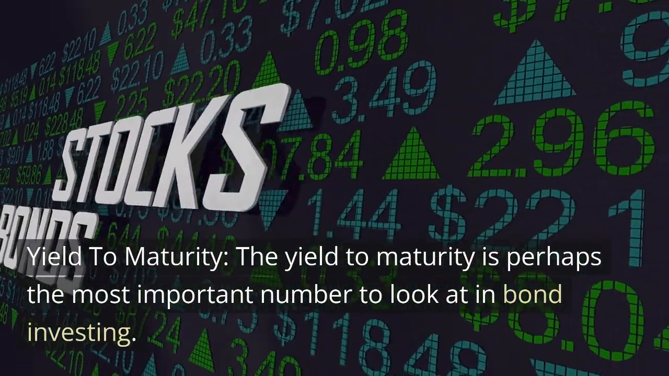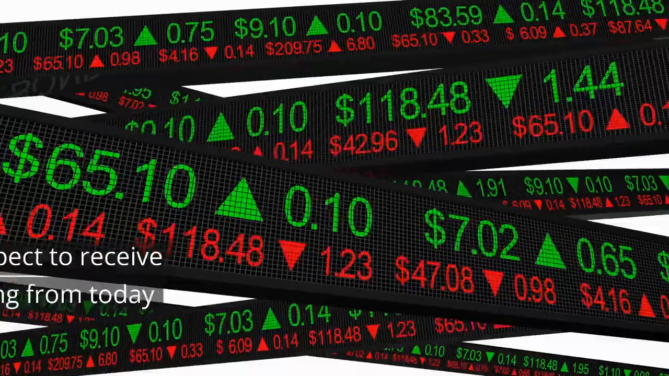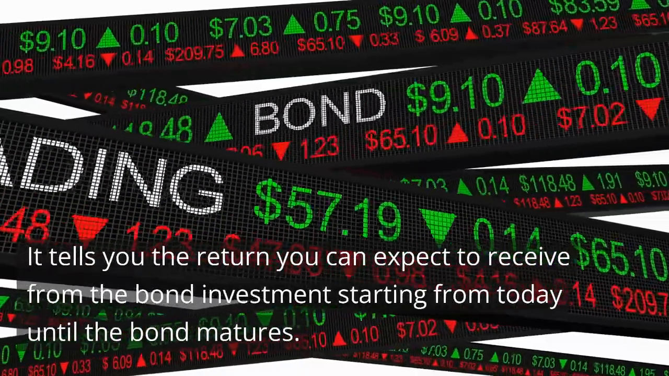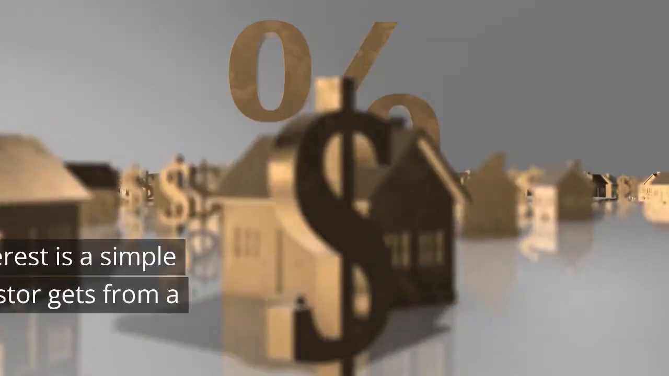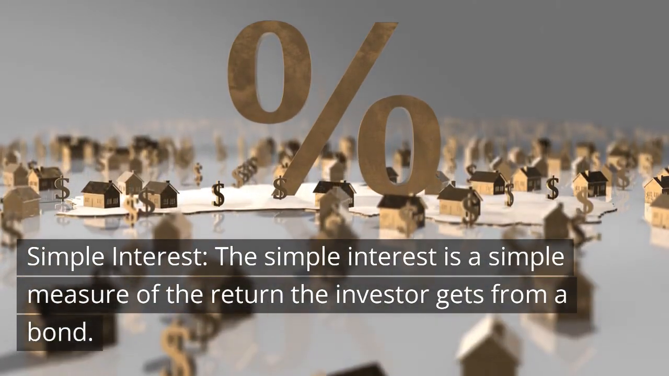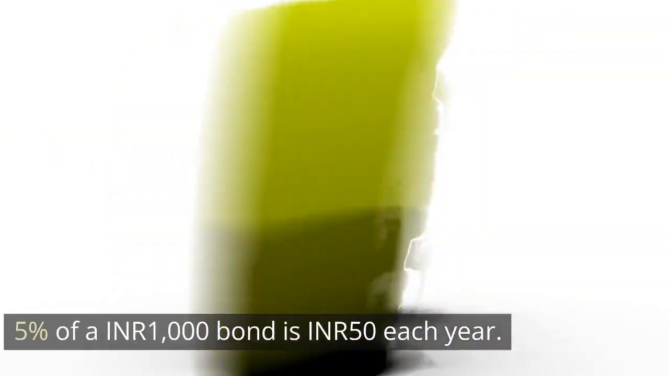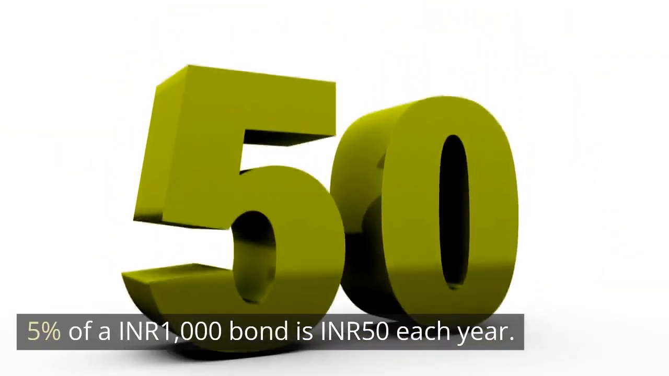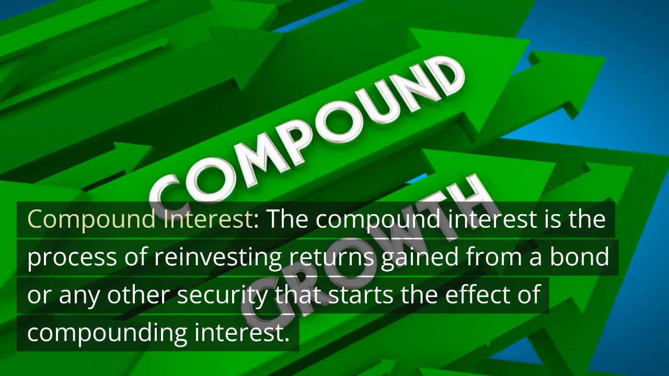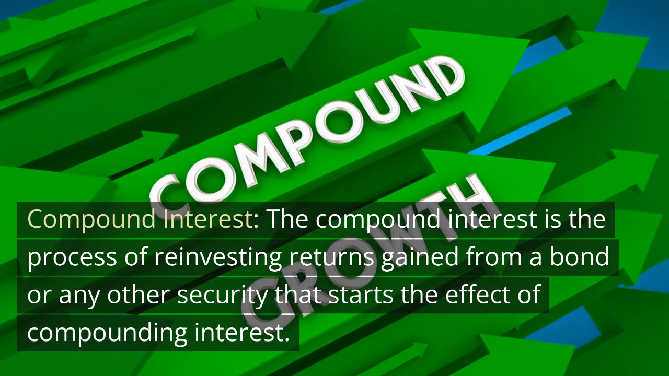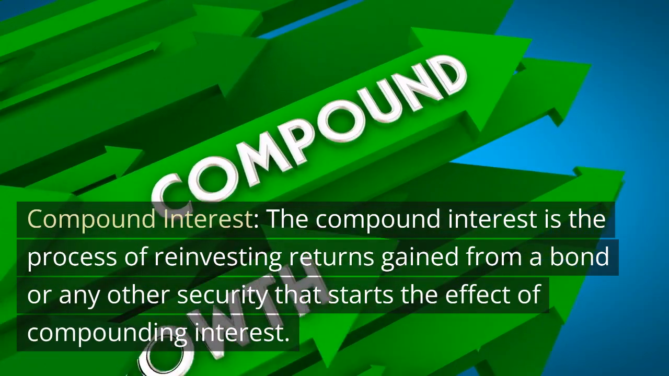Yield to maturity. The yield to maturity is perhaps the most important number to look at in bond investing. It tells you the return you can expect to receive from the bond investment starting from today until the bond matures. Simple interest. The simple interest is a simple measure of the return the investor gets from a bond. 5% of a 1000 Indian rupee bond is 50 Indian rupees each year. Compound interest. The compound interest is the process of reinvesting returns gained from a bond or any other security that starts the effect of compounding interest.